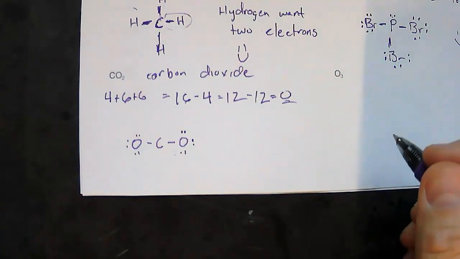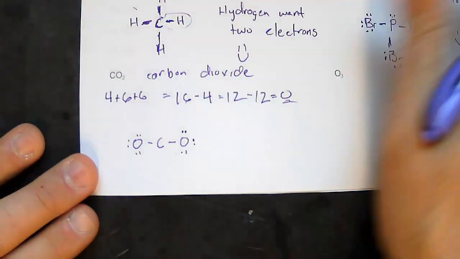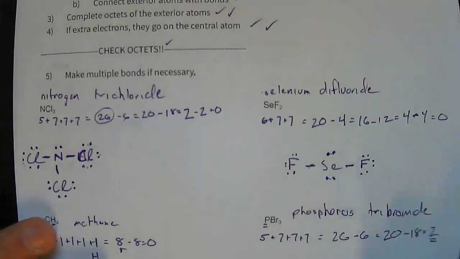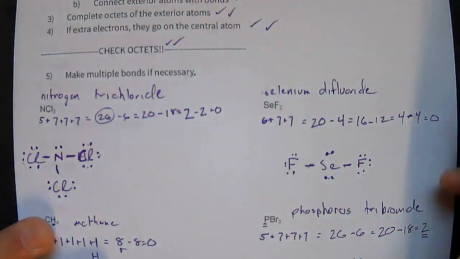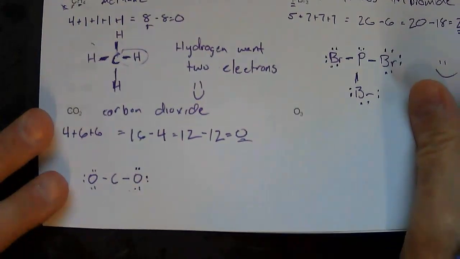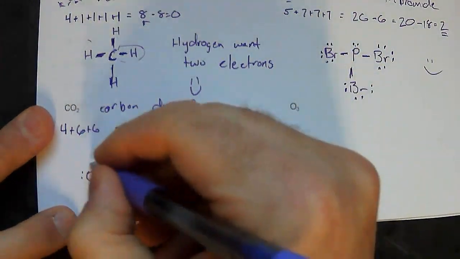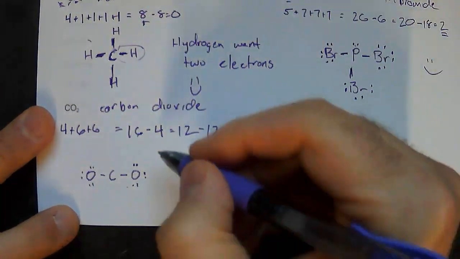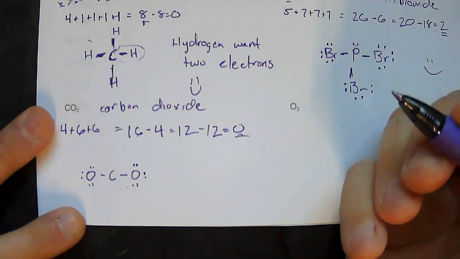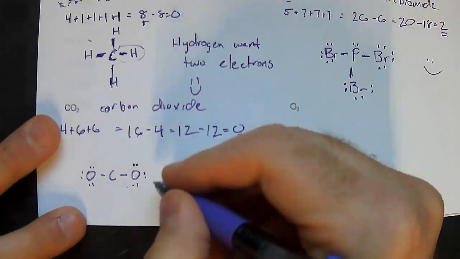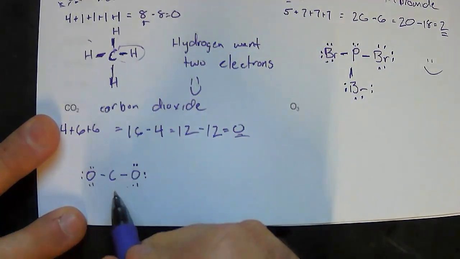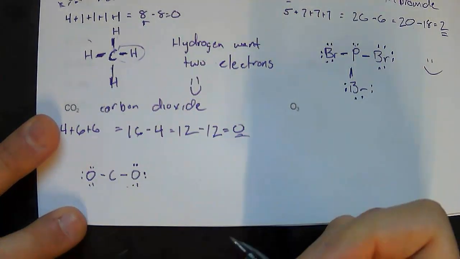And this is where everybody gets, I don't want to say lazy, but they just kind of forget that we have to check the octets here. Okay, let's check the octets. The central atom, we just finished the octets on the exterior atoms, so we don't have to worry about those. But look at the central atom. Look at carbon. It only has 2, 4.